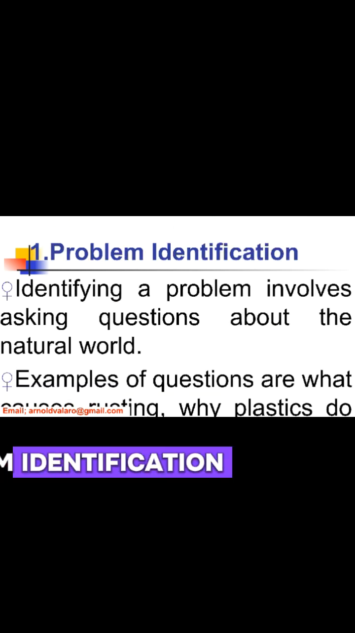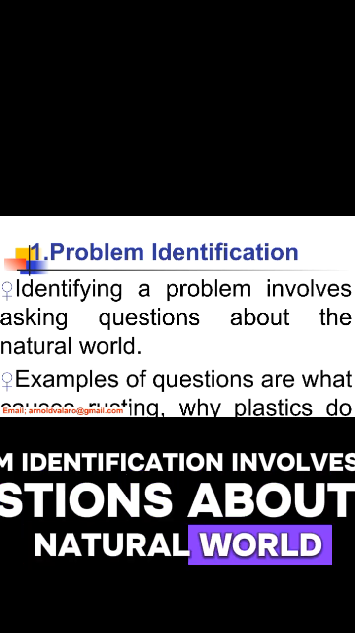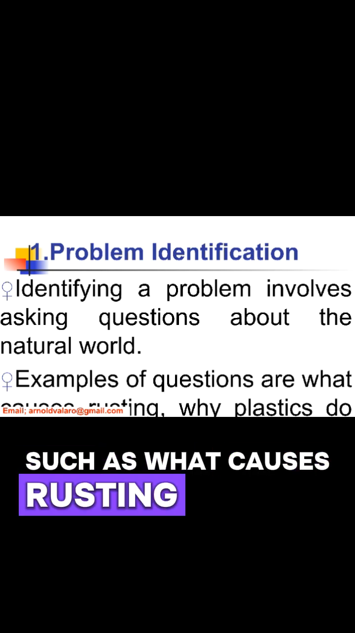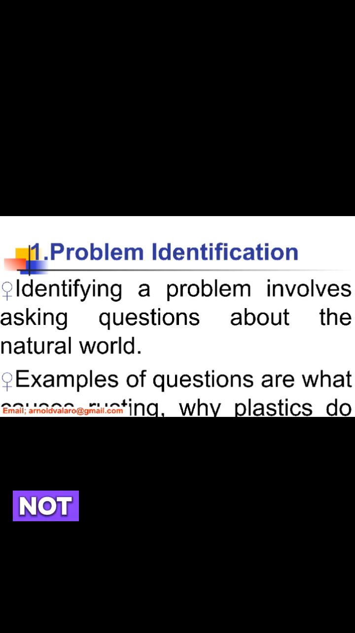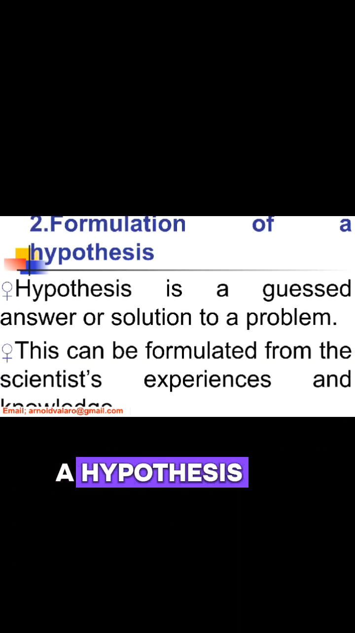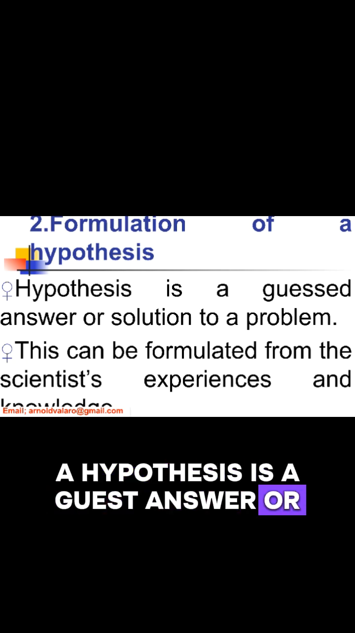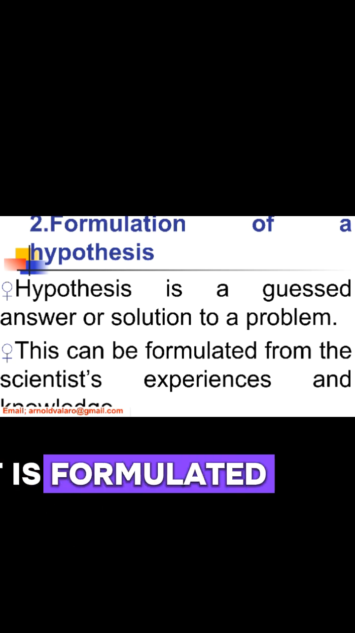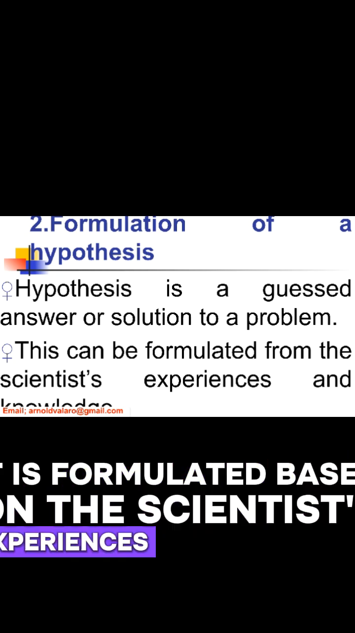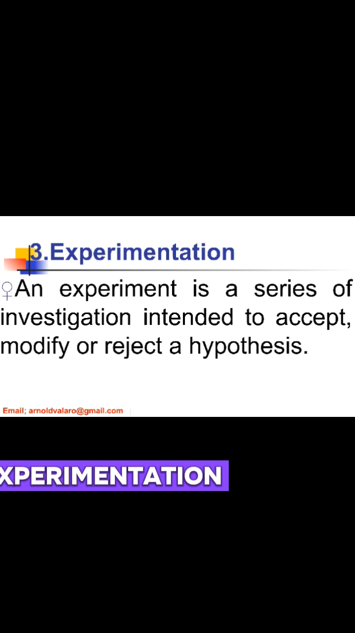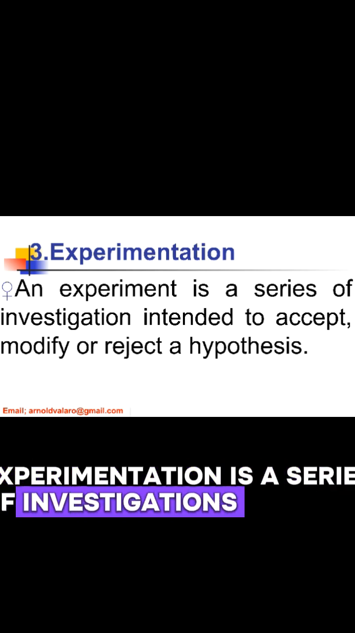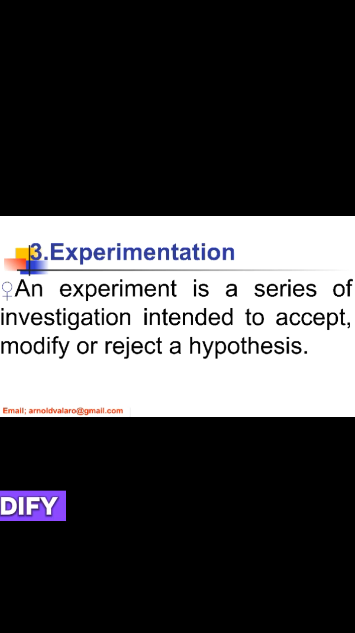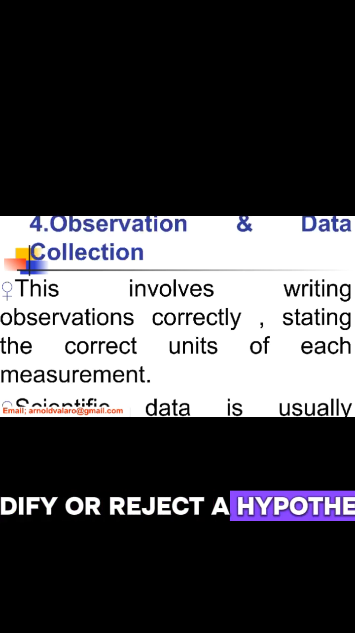Problem identification involves asking questions about the natural world, such as what causes rusting, or why do plastics not decompose easily? A hypothesis is a guessed answer or solution to a problem. It is formulated based on the scientist's experiences and knowledge. Experimentation is a series of investigations intended to accept, modify, or reject a hypothesis.